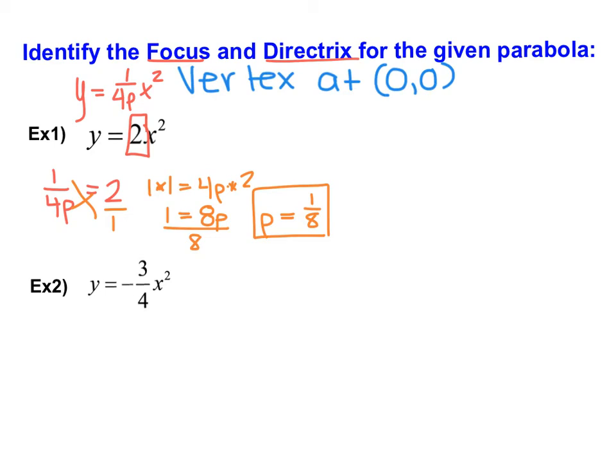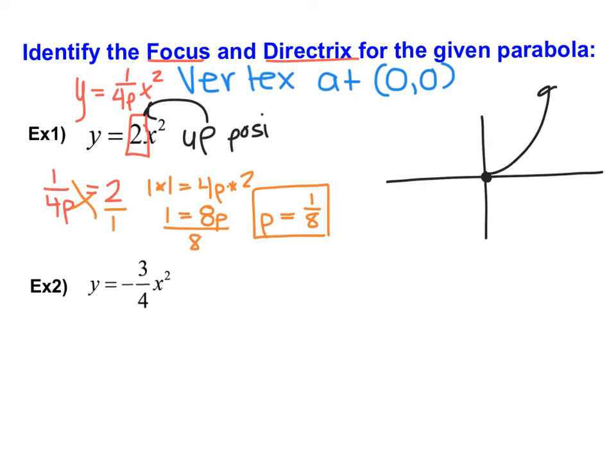So what I can do now to find my focus and directrix is draw a little sketch. I know my vertex is at 0, 0, so I will put that there. I then know that my graph is opening up because this value here is positive, so I'm going to sketch that in. From here, I know that the distance between my vertex and its focus and vertex and directrix is 1/8. So I know that I'm going up 1/8 to the y value.